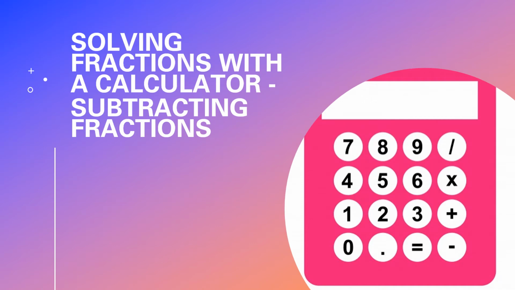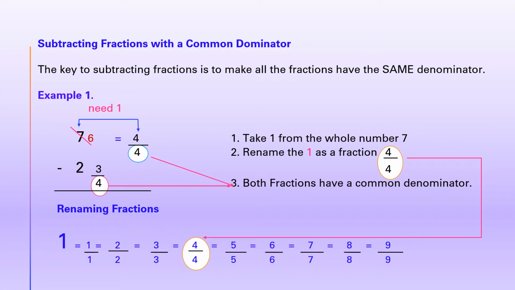Fractions. When we're subtracting fractions, it's very important that the fractions have the same name. 7, subtract 2 and 3/4. The whole number 7, we have to subtract 2 and 3/4. You can't subtract quarters from a whole number, so you have to subtract quarters from quarters.